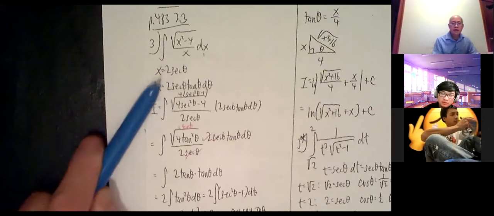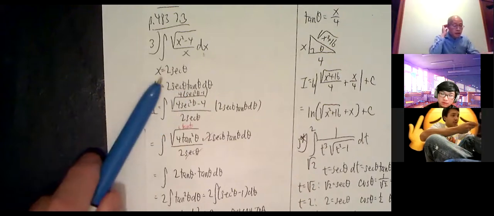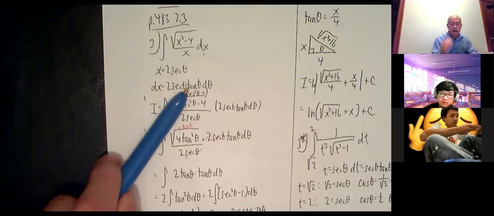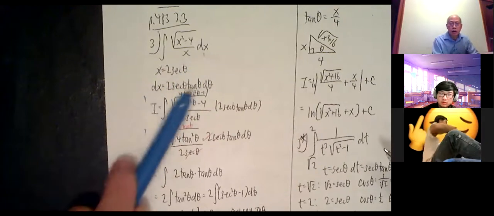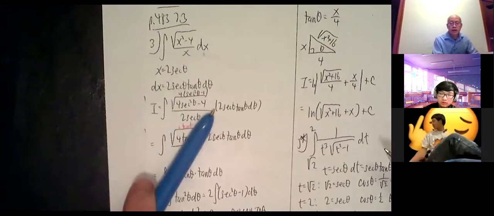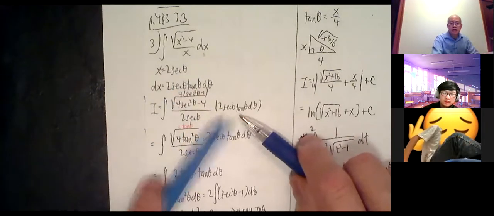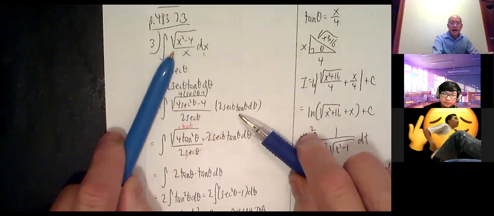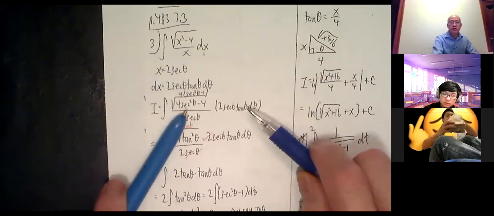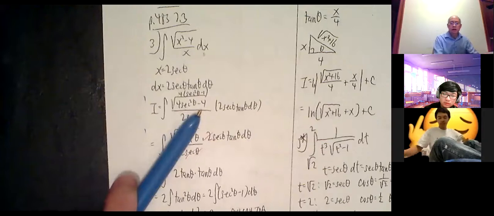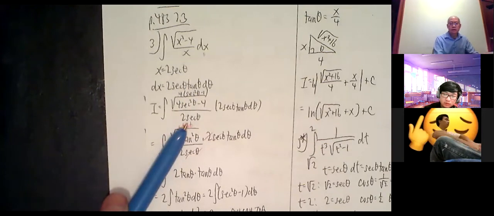Find my dx. The derivative of 2 secant theta is 2 secant theta tangent theta d theta. Now I substitute. So instead of writing dx, I write all this stuff. Here is my dx: 2 secant theta tangent theta d theta. Square root of x squared. What is x squared? 4 secant squared theta, minus 4, divided by x. X is 2 secant theta. So there it is.